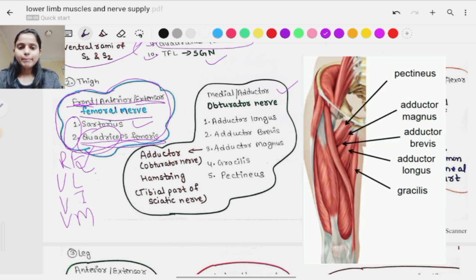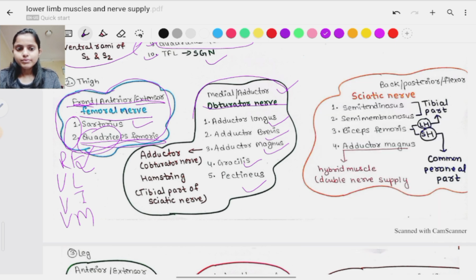Then the medial compartment, which is also the adductor compartment. There are 5 muscles in the medial compartment: adductor longus, adductor brevis, adductor magnus, gracilis, and pectineus. All the muscles are supplied by the obturator nerve, but adductor magnus is the hybrid muscle. It has double nerve supply. The adductor component is supplied by the obturator nerve, but its hamstring component is supplied by the tibial part of the sciatic nerve.